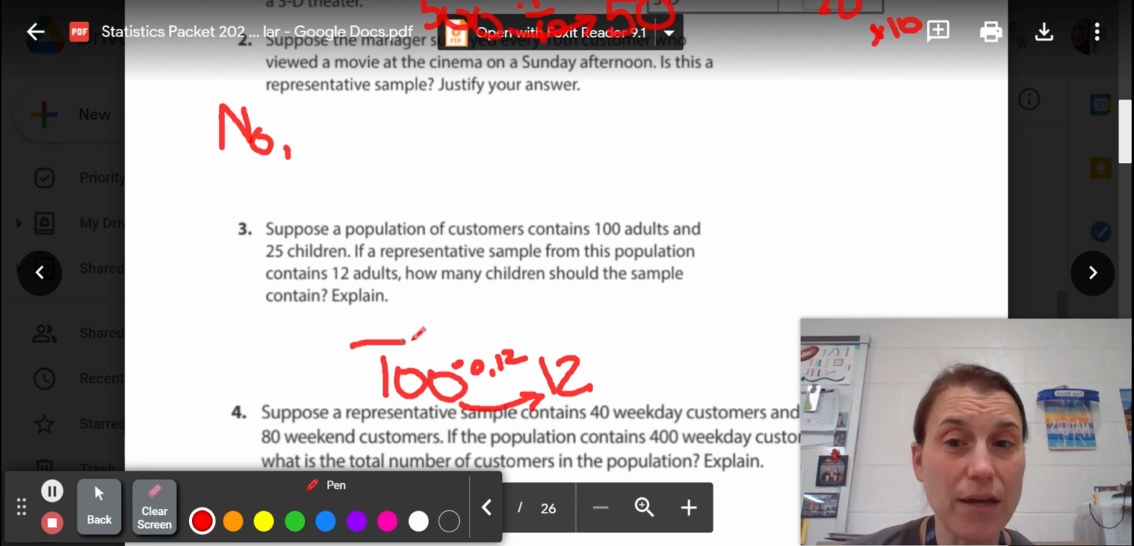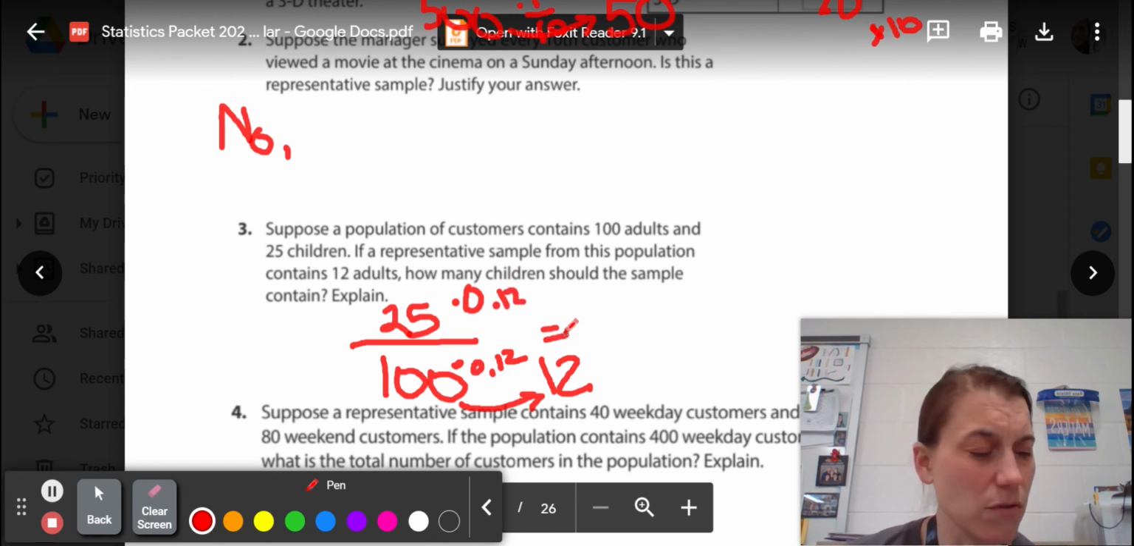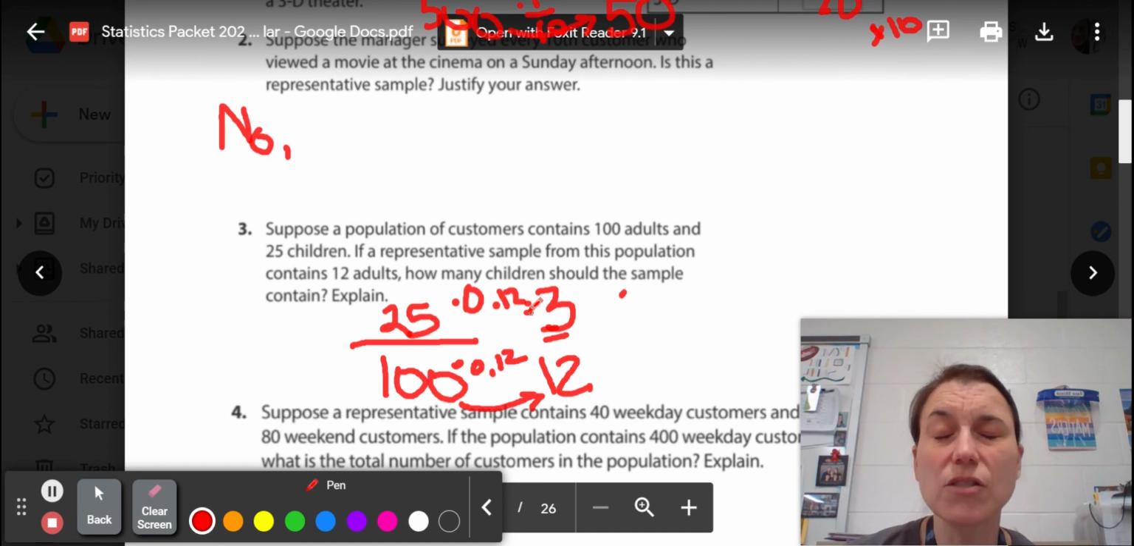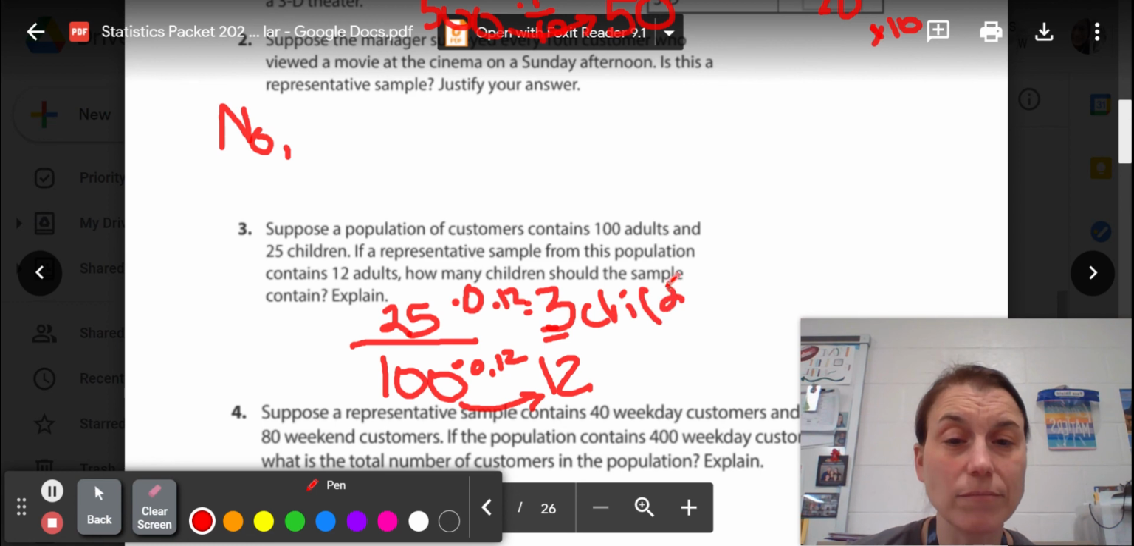If that's true, then let's go up here to 25. If I want to keep the same ratio, then I would have to multiply 25 by the same scale factor. So 25 times 12 hundredths equals 3. So that would be 3 children and 12 adults.